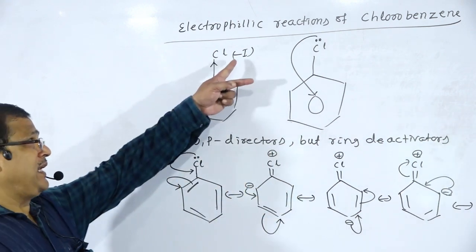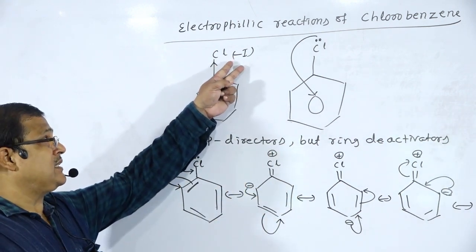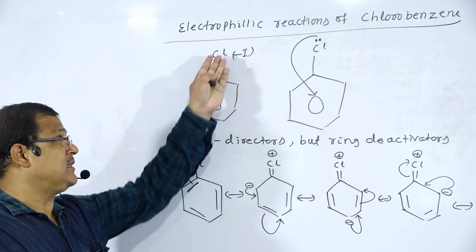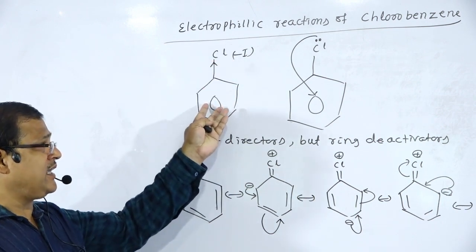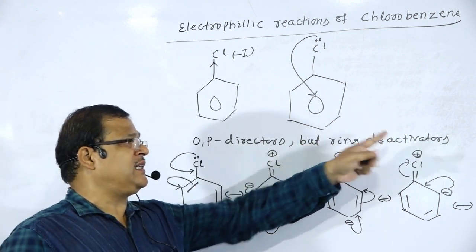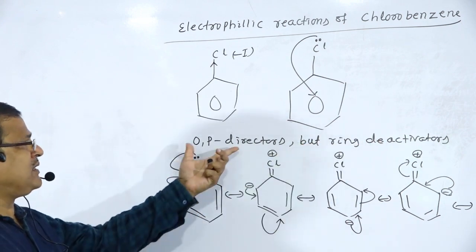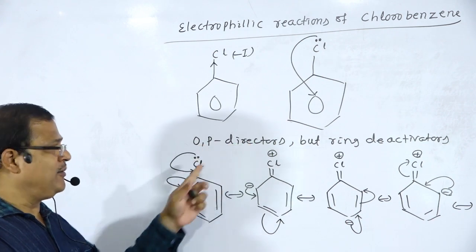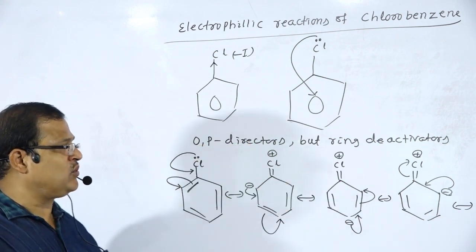Because of this minus I nature, the halogen will withdraw electrons from that ring and decrease the electron density in the ring. Therefore, these are treated as ring deactivators. But why are these ortho-para directors? You will write down the resonating structure for chlorobenzene.